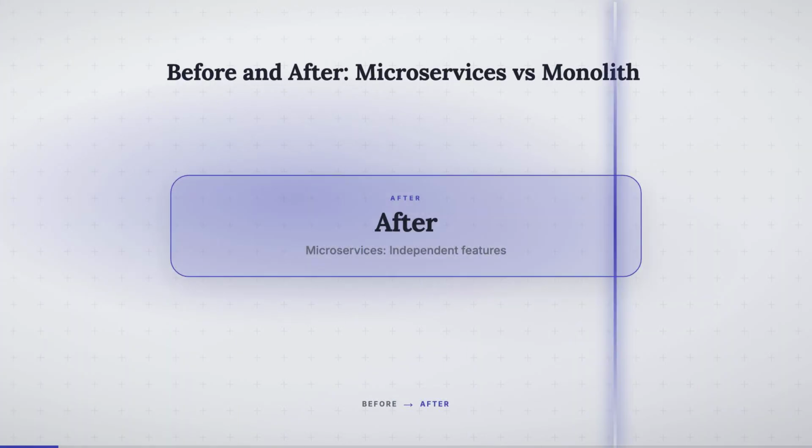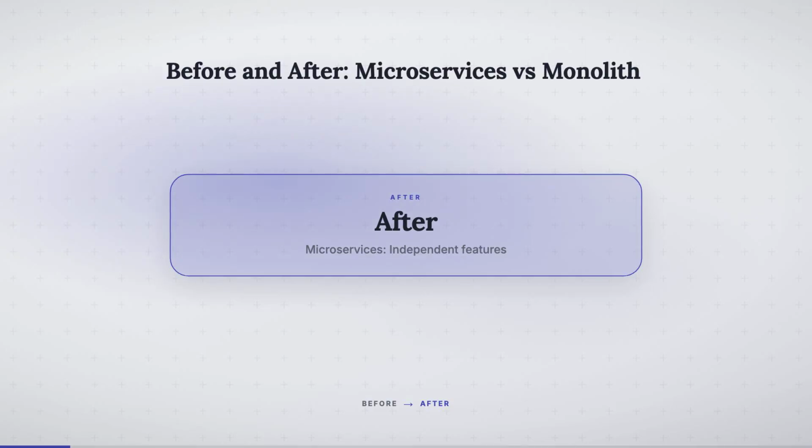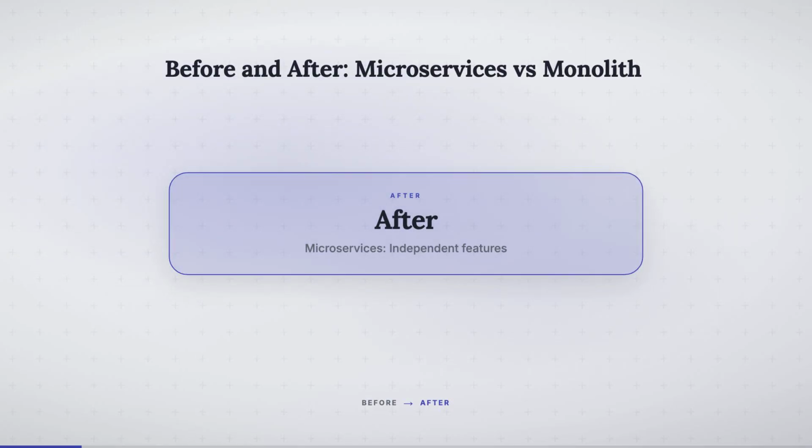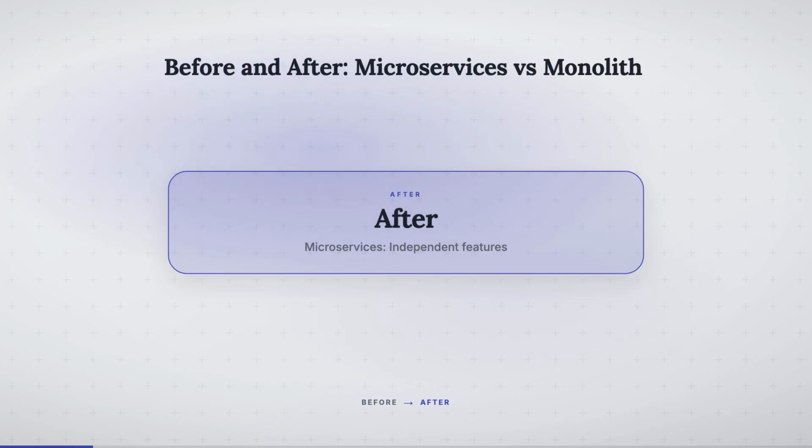Imagine developing a social media platform. With microservices, each feature like user profiles or news feeds can be developed independently. In a monolith, everything is in one code base.